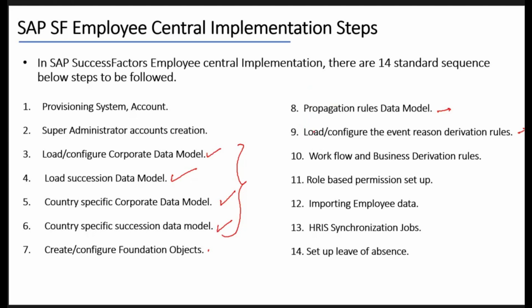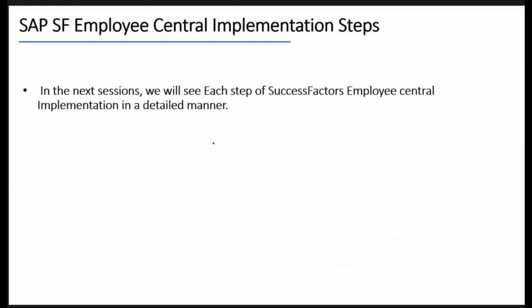And the 10th one is about workflows and business derivation rules. The 11th one is role-based permissions setup. And the 12th one is about importing employee data. The 13th one is HRIS synchronization jobs. And the 14th one is setting up leave of absence. These are the 14 standard sequence steps we should follow in order to implement SAP SuccessFactors Employee Central effectively in the organization. In the next sessions, we will see each step of the SAP SuccessFactors Employee Central implementation in a detailed manner.